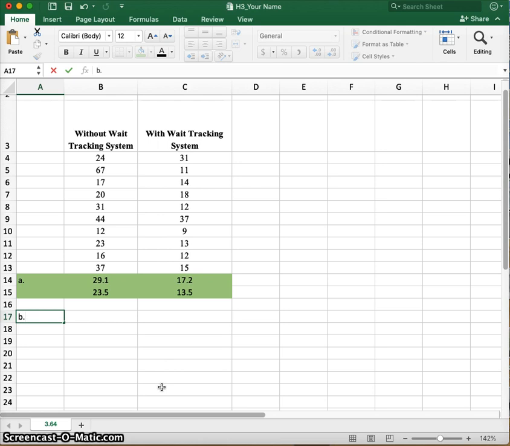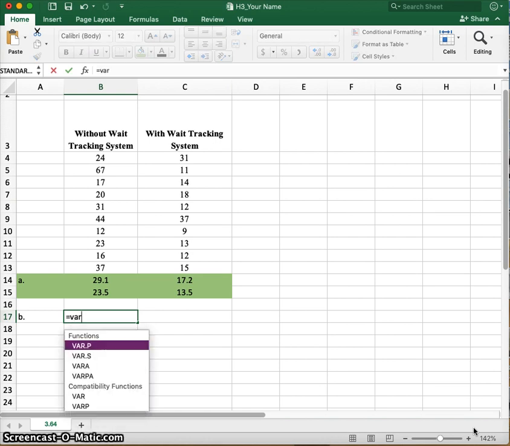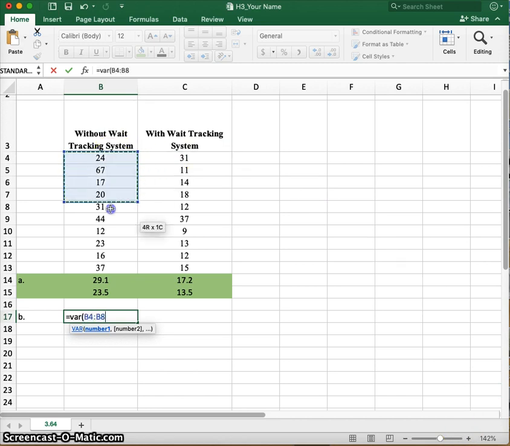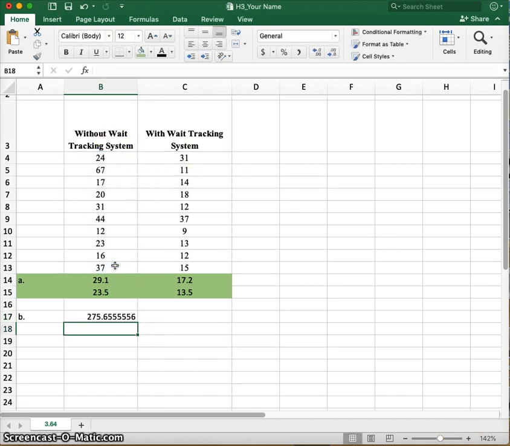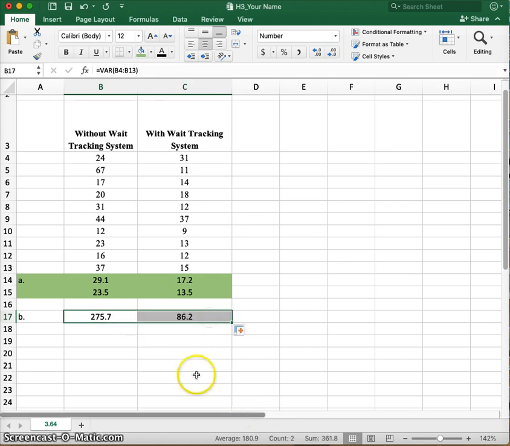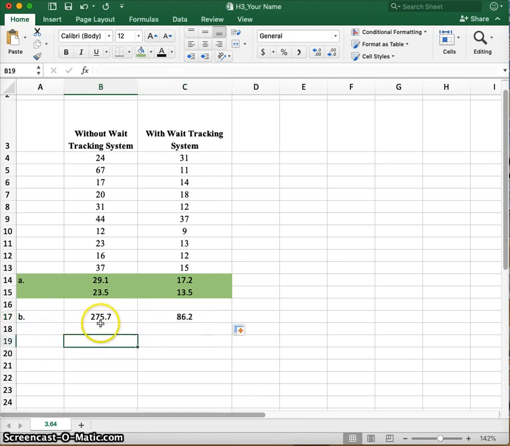Now B, so that's central tendency. B wants to know about the variation within these samples. So it asked me for two separate measures of variation. Number one is variance. And again, very simple in Excel. All I need to do is type equals VAR and highlight that data set again. Okay, I'm going to center that, and I'm going to get rid of some decimal places, and then I'm just going to copy it over. So one thing I can see based on variance is that there's much more variability in this data set than there is in this data set. The variance is much higher.